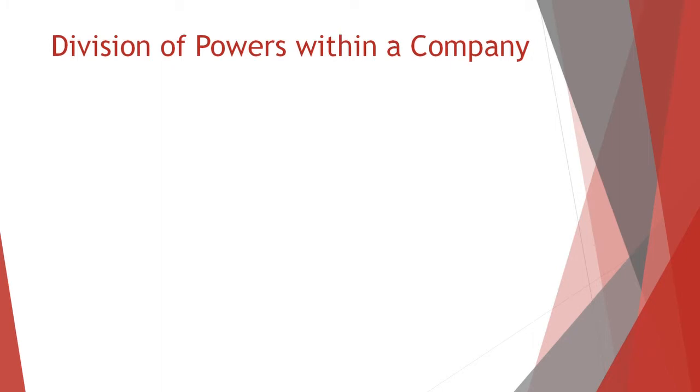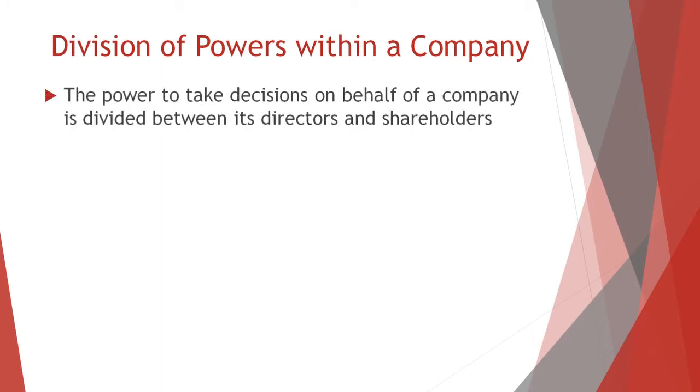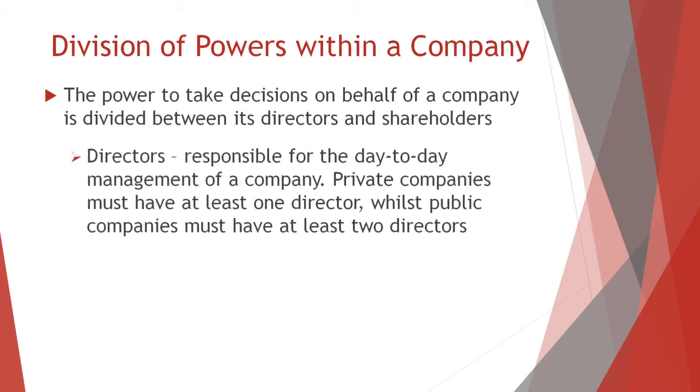Division of powers within a company. The power to take decisions on behalf of a company is divided between its directors and shareholders. This power is given to them by legislation, for example the Companies Act 2006, or by the company's Articles of Association. The day-to-day management of a company is usually entrusted to the directors. Private companies must have at least one director, whilst public companies must have at least two directors.